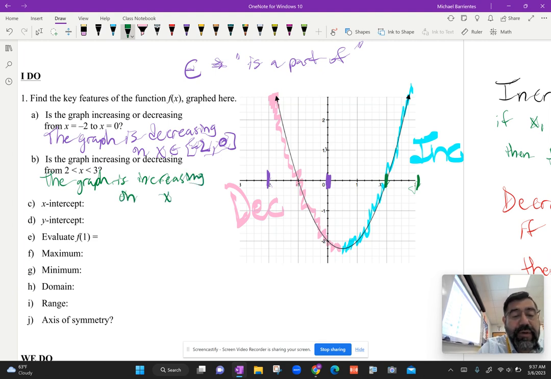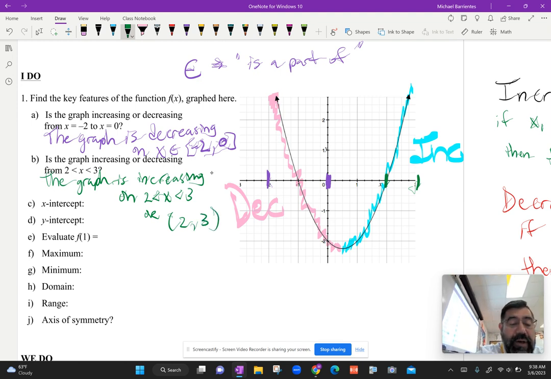on the interval. Now notice the way they wrote it, so I'm going to copy the way they wrote it. That's also another way to write it, 2 to 3, or x's that are a part of (2, 3). Meaning these are x values that are a member of this group, the group that starts at x equals 2 and ends at x equals 3.